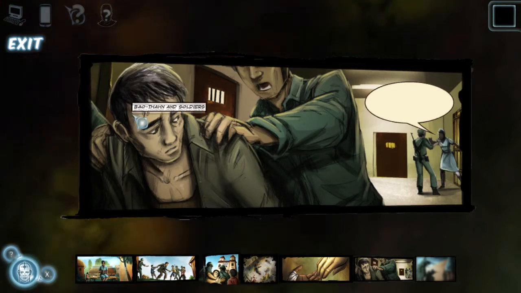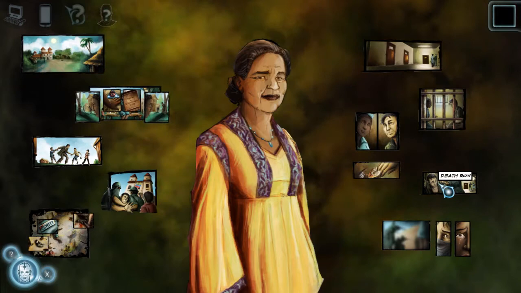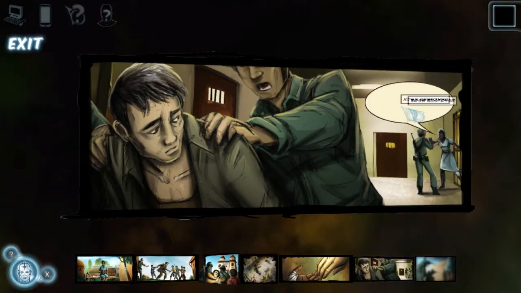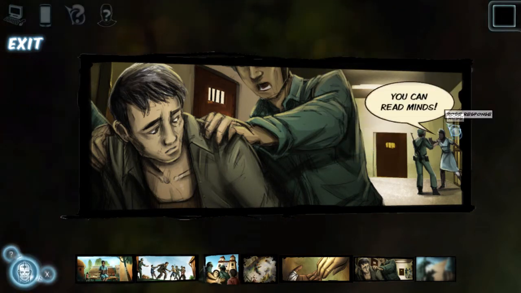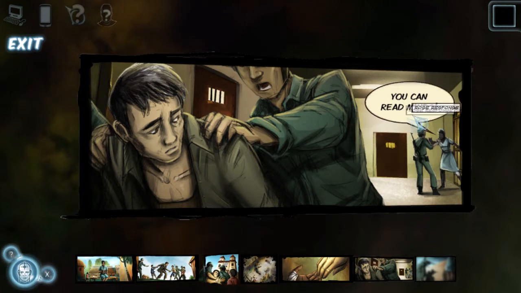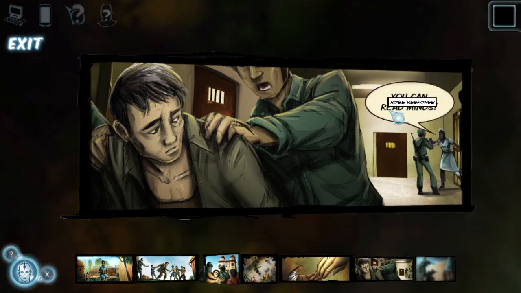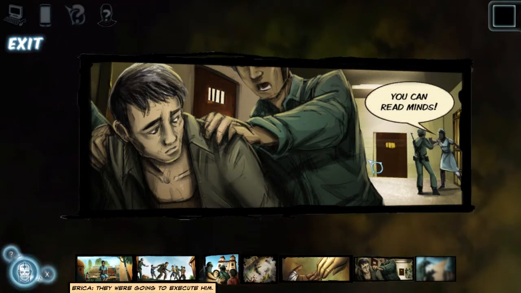You just zoom in, zoom out. It's simpler, but it also looks a little better. She doesn't remember what she told him? This speech bubble used to be huge, and so it was kind of comical, how big her response was. They were going to execute him.